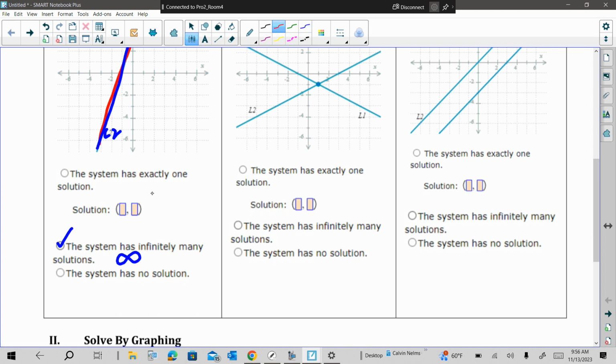it is consistent. So I'm just going to start this. Consistent, dependent, because the two lines depend on each other for your solution because they're exactly on top of each other.